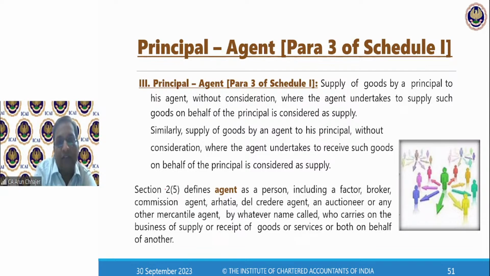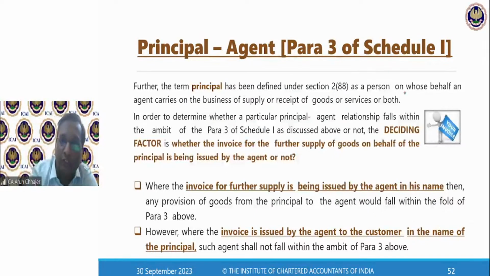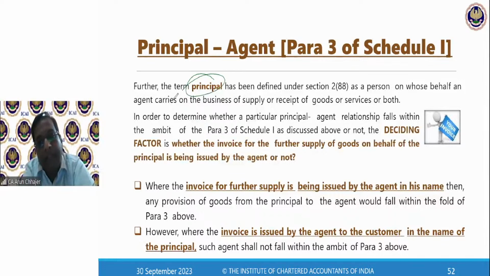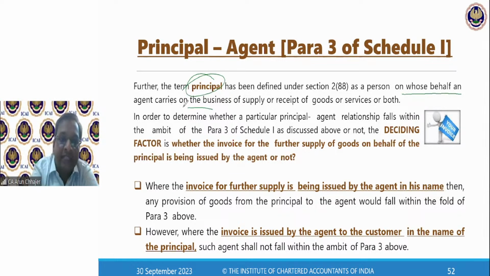So section 2 clause 5 defines the term agent as a person including a factor, broker, commission agent, adatiya, del credere agent, auctioneer, or any other mercantile agent, by whatever name called, who carries on the business of supply or receipt of goods or services on behalf of another. That is okay. Now, they have also discussed the definition of the principal. Principal means the person on whose behalf an agent carries on the business of supply or receipt of goods or services or both.